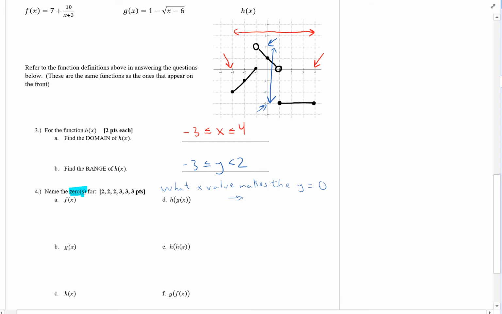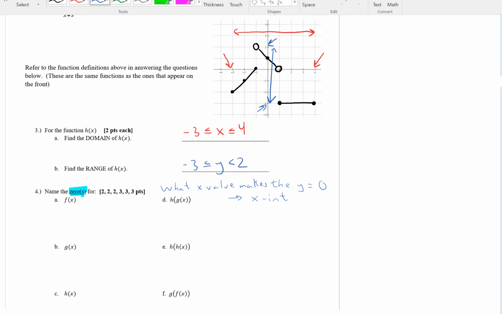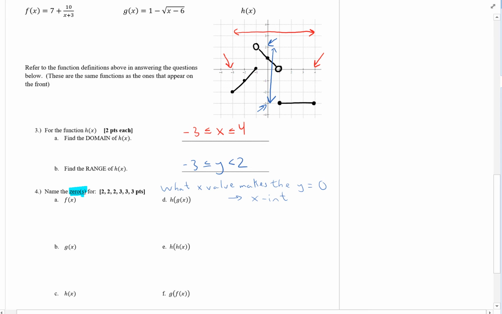The x-intercept. And that is going to help us big time with h. We can also do this by solving. So, for f of x, the output to be 0, we're just going to plug in 0 for f of x. 0 equals 7 plus 10 over x plus 3.